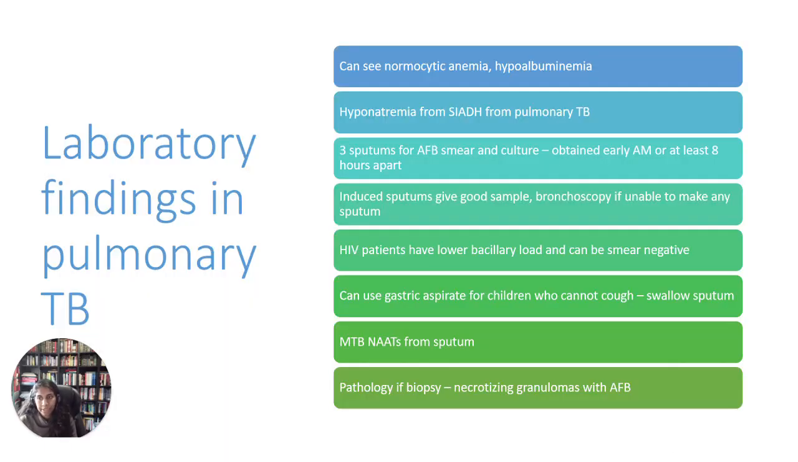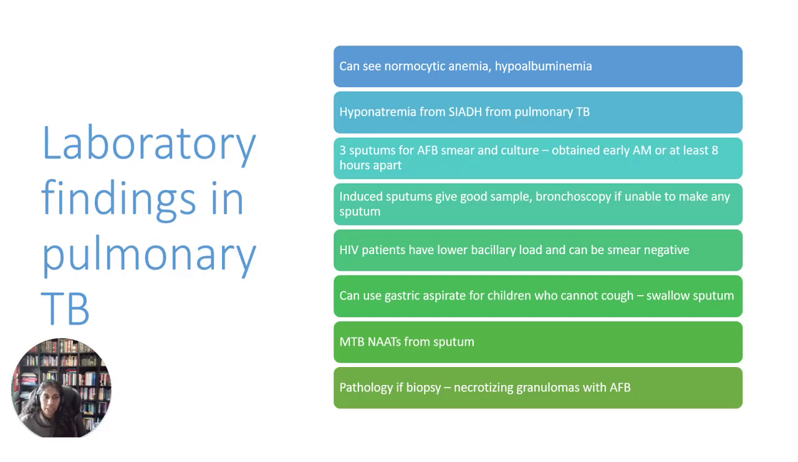In terms of laboratory findings in pulmonary TB, again, nonspecific, you might see normocytic anemia, hypoalbuminemia, hyponatremia from SIADH. The way we diagnose pulmonary TB, we use 3 sputa for AFB smear and culture. Ideally, they should be obtained early in the morning or at least 8 hours apart. Induced sputa give a good sample, and if someone is not able to cough or produce sputum, then we recommend bronchoscopy and BAL.